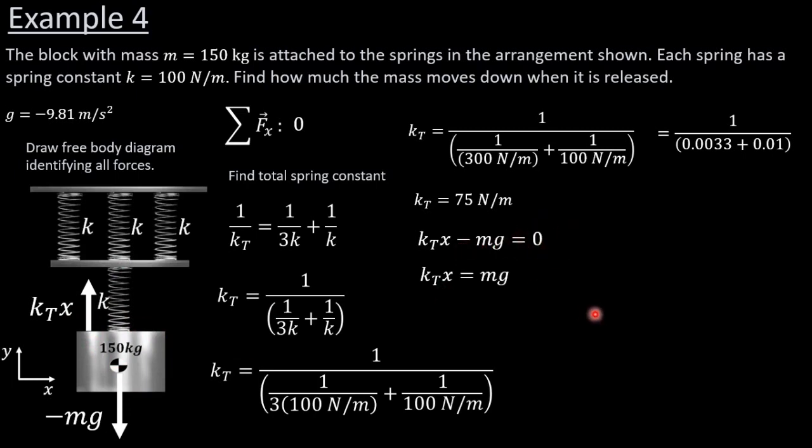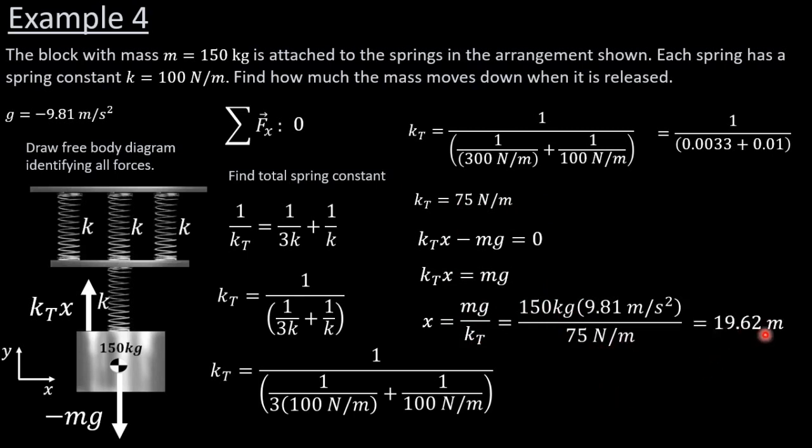So add mg to both sides, divide both sides by the combined spring constant, and we get x equals mg over k sub t. Substitute our numbers in: we knew the mass was 150 kilograms, we knew g, and we know the combined stiffness of the spring is 75 newtons per meter. We get 19.62 meters, and that is the answer to this question. So when this block is released from its equilibrium position, it would move 19.62 meters from that equilibrium position.